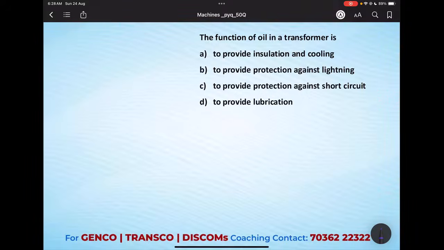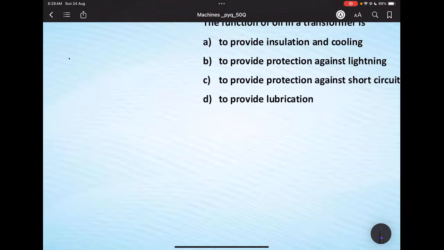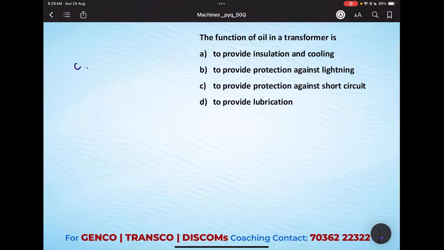Okay, the next question is about the function of oil in a transformer. We might have seen different parts of the transformer during the construction details of the transformer. The concept is about oil. What is the purpose of oil used in the transformer?